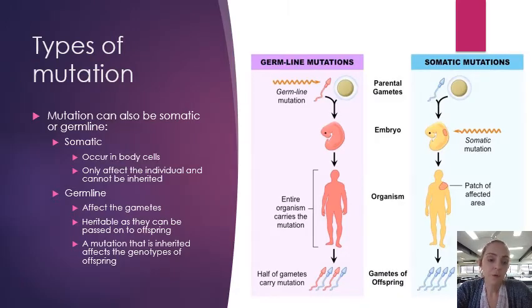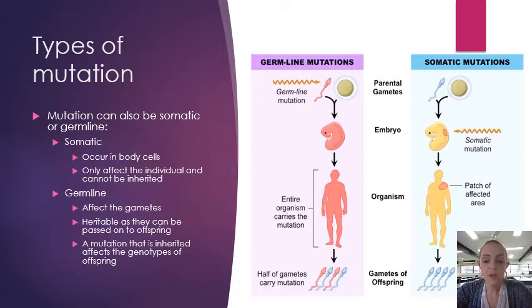Now, another type of grouping when we look at mutations is somatic versus germline mutations. A somatic mutation occurs in the body cells. So this occurs in an adult, in an already living person, and affects only that individual. It can't be inherited. So that's things like if we get exposed to UV light and we develop a skin cancer, that's not going to be passed on to our offspring. That's something that has happened from adult exposure, and it's not going to be passed on.